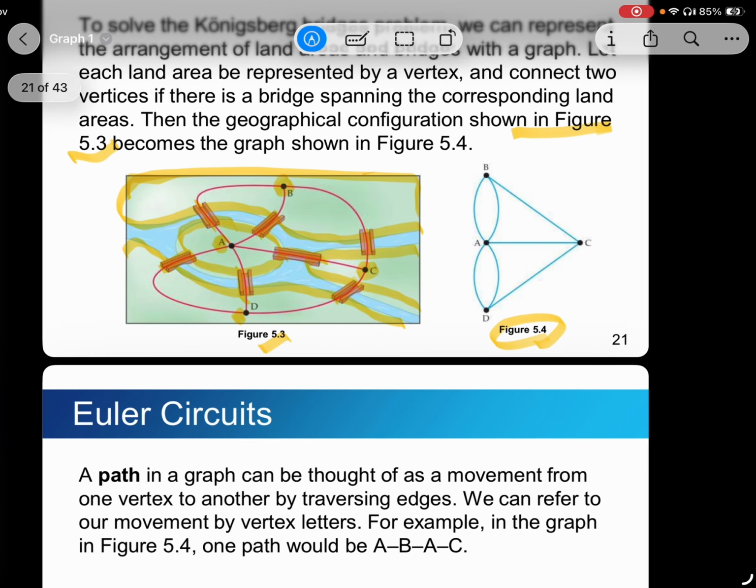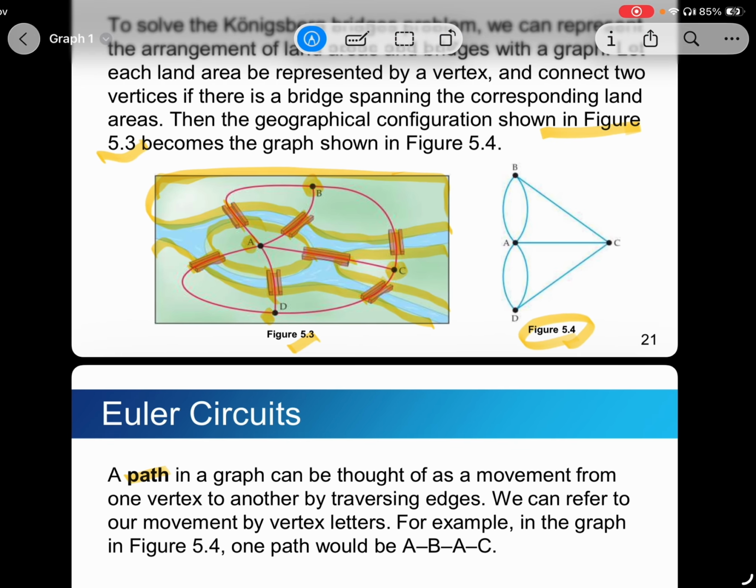A path in a graph can be thought of as a movement from one vertex to another by traversing edges. We can refer to our movement by vertex letter. For example, in the graph in figure 5.4, one path would be A, B, A, and then C. In figure 5.3, that is crossing bridge B from A, and then A, and then C.